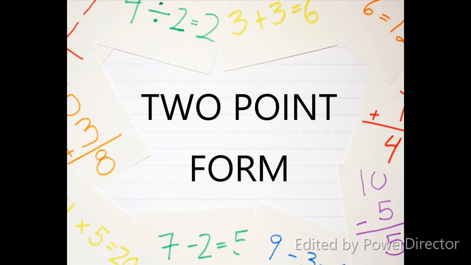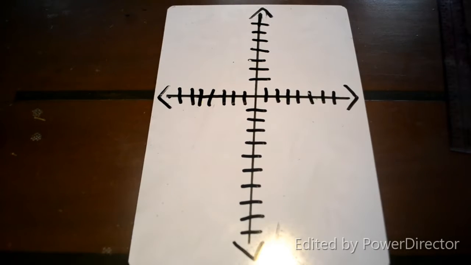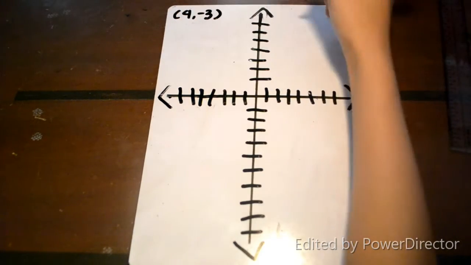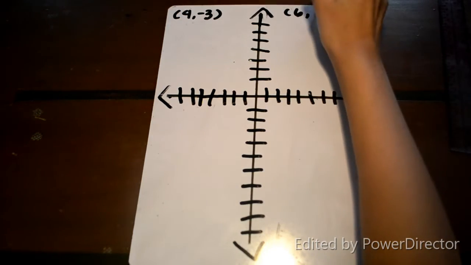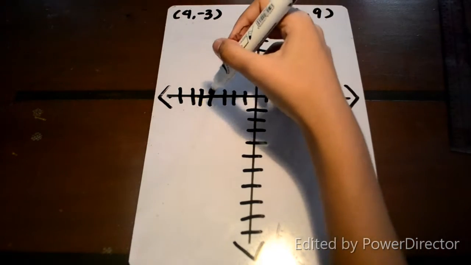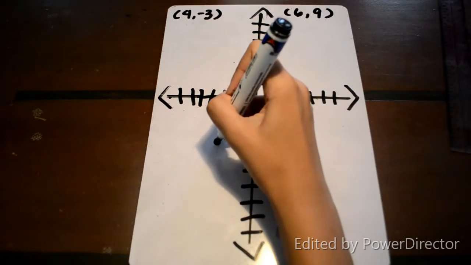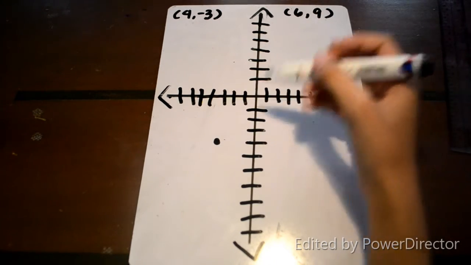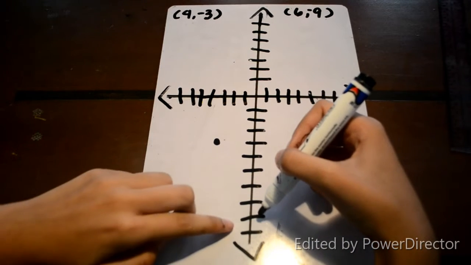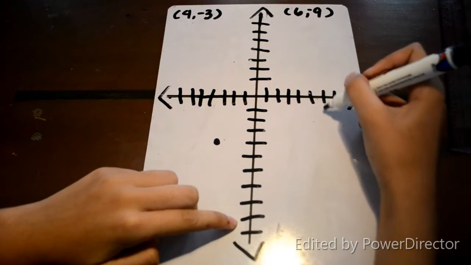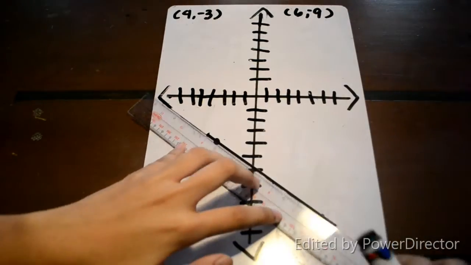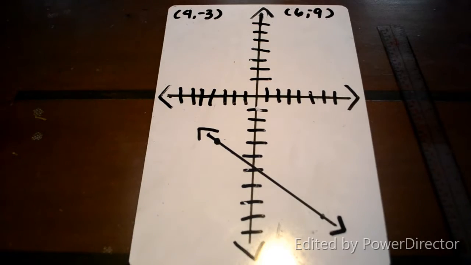Now, we will solve using the two-point form. We can use this form if we know 2 points of the line. Our given points are (4, -3) and (6, -9). To verify the line, we need to plot it first. After the plotting, we can now solve for its equation.